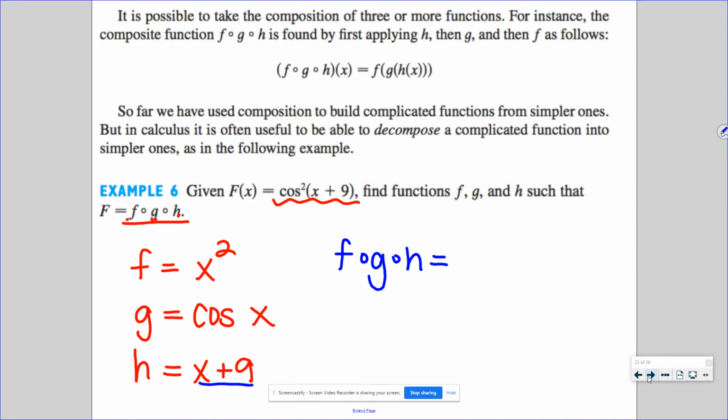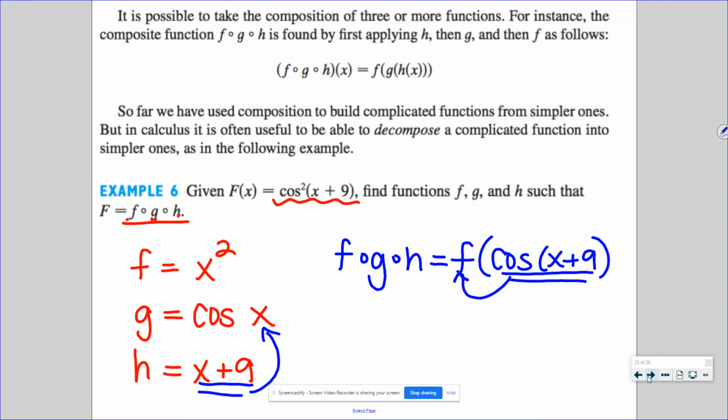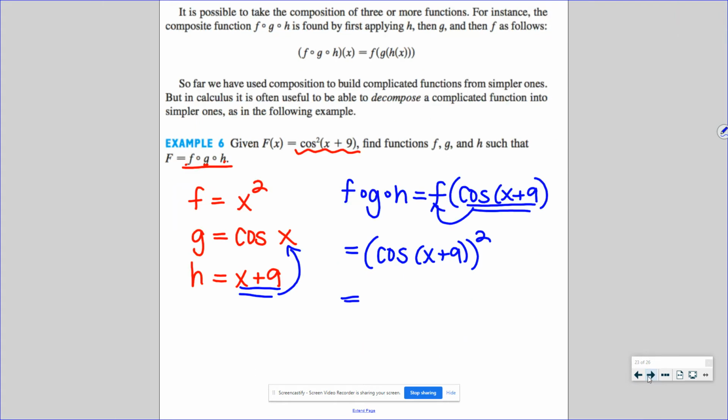So if I take h and plug it in to g, I would get cos of x plus 9. So that all looks good. And then I'm going to take all of that and I'm going to plug it into f, which is x squared. So I would get cos of x plus 9 quantity squared, which doesn't look exactly the same as the example that was given. However, when you have trigonometry, you're allowed to move the squared over to this trig function and write it like cos squared, like this. So that means we do end up with the same thing.